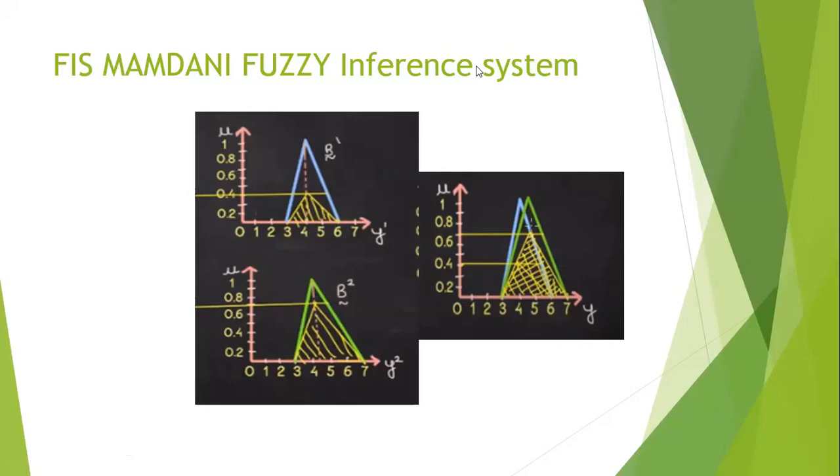Hope it is clear for everyone. In the max product method, we are scaling down your output to the resultant membership function value. Okay. Hope it is clear for everyone. Please respond.